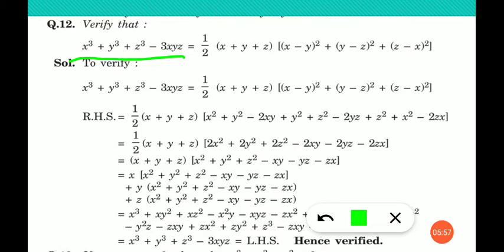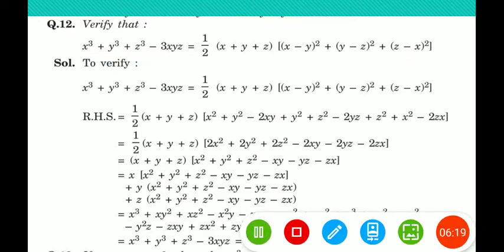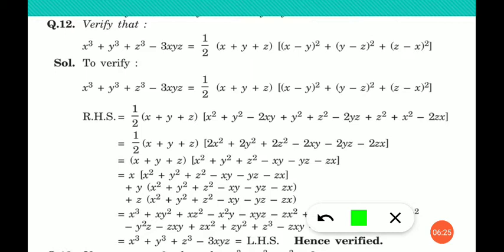As we know that our right hand side is not simplified but left hand side is simplified, so we cannot solve our left hand side further. Hence we will solve our right hand side. Okay, so we will solve our RHS.